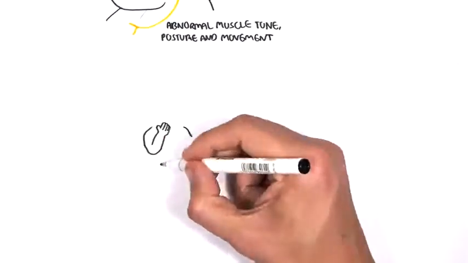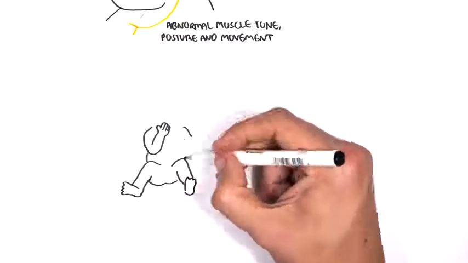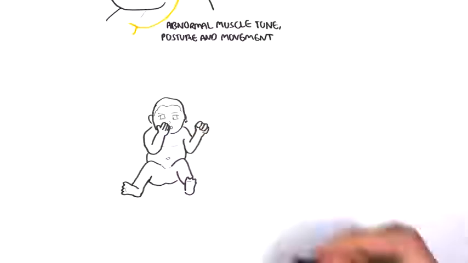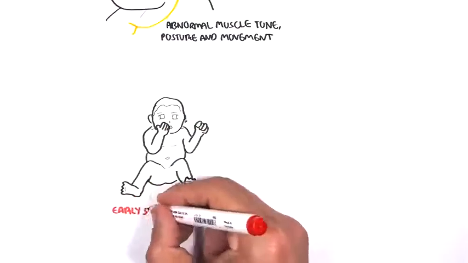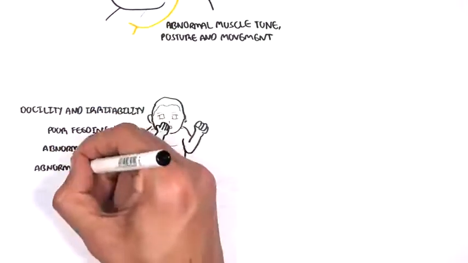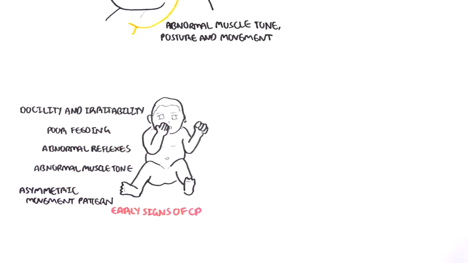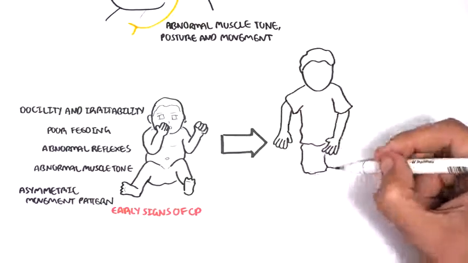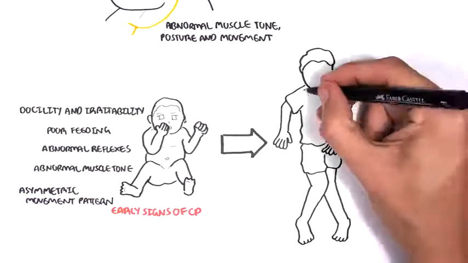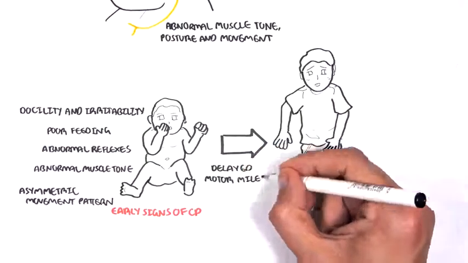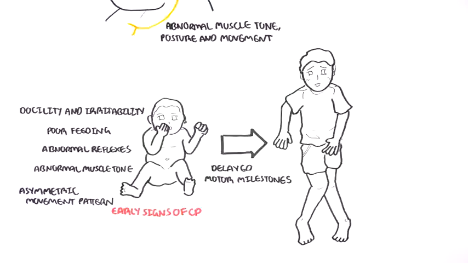The clinical presentation. Again, cerebral palsy is a disorder that manifests shortly after birth. Early signs of cerebral palsy include docility and irritability, poor feeding, abnormal reflexes, abnormal muscle tone, asymmetrical movement patterns. But of course, these signs can be missed and thought of as normal until the baby has grown. And that is why it is important to monitor for delays in motor milestones.